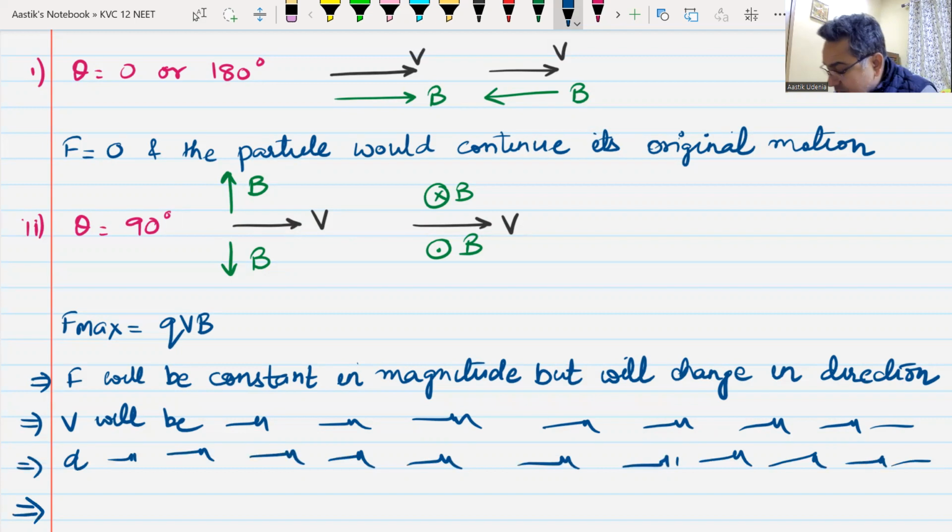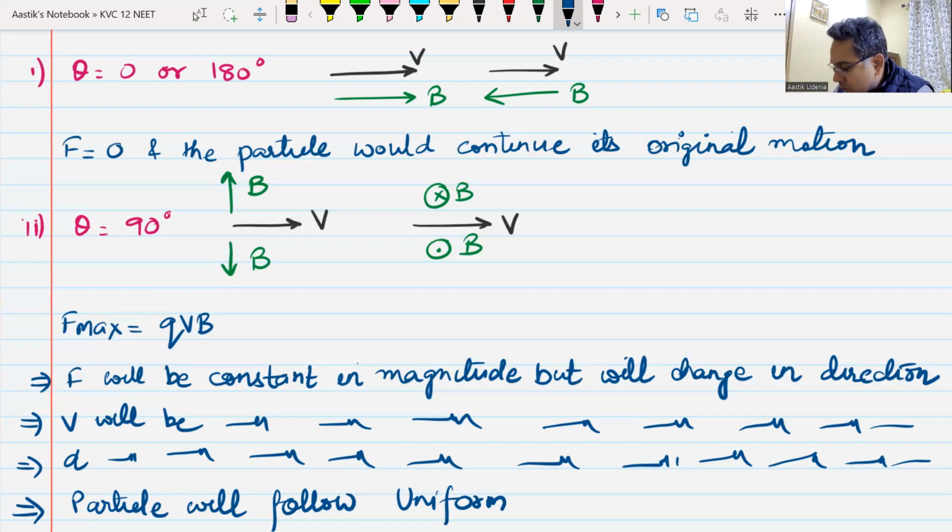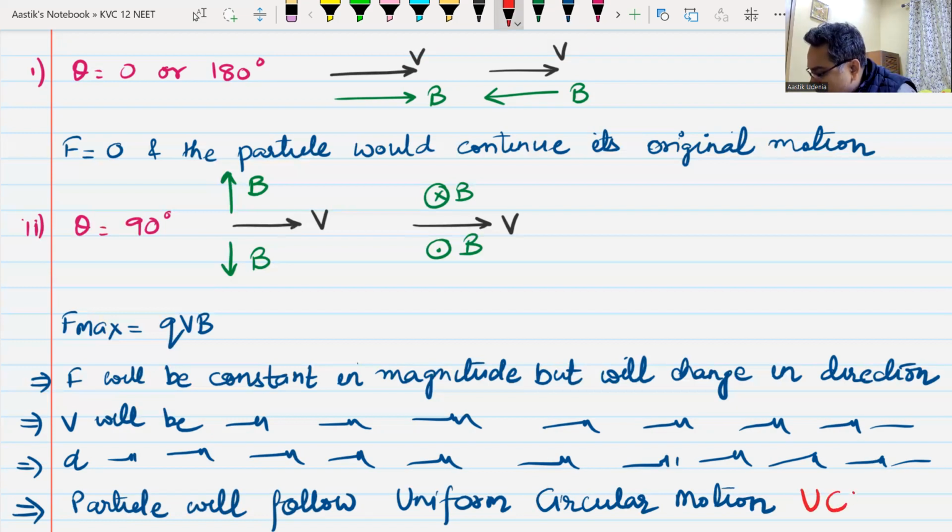What type of motion will this particle follow? The particle will follow uniform circular motion, UCM. Uniform circular motion is the motion of the particle where V and B are perpendicular.